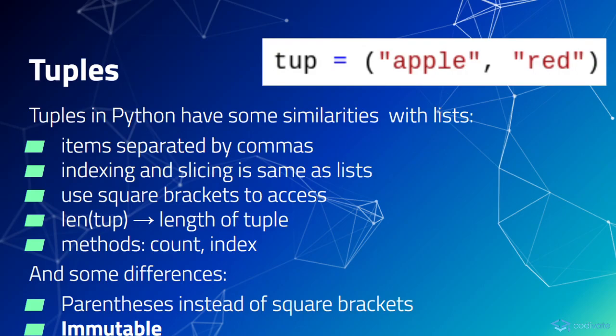Tuples use parentheses instead of square brackets, and tuples are immutable. Immutable means that it cannot be changed after it is created. You cannot use indexing to change an item in a tuple. So here is an example of a tuple. Tup is being assigned apple, comma, red.